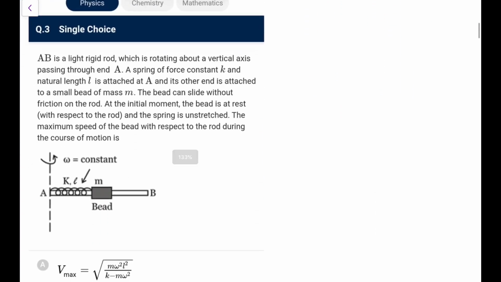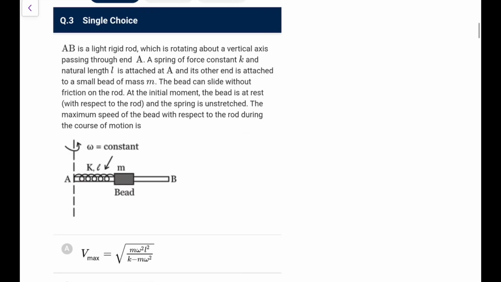Next, AB is a light, rigid rod which is rotating about a vertical axis through the end A. A spring of force constant K and natural length L is attached at A, and its other end is attached to a small bead of mass M. The bead can slide without friction. At the initial moment, the bead is at rest and the spring is unstretched. The maximum speed of the bead with respect to the rod during the course of the motion is.